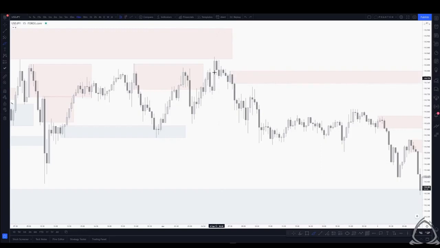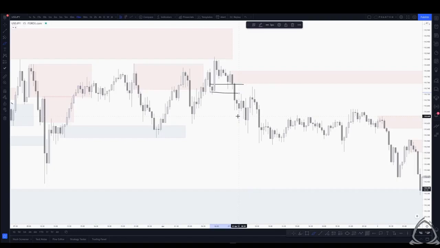But price does begin to react to that demand zone, begins to fall through, and creates a downtrend. Again, just touching on that initial comment I made in the first video: we do and will see reactions to almost every single supply and demand zone that is printed on the chart.